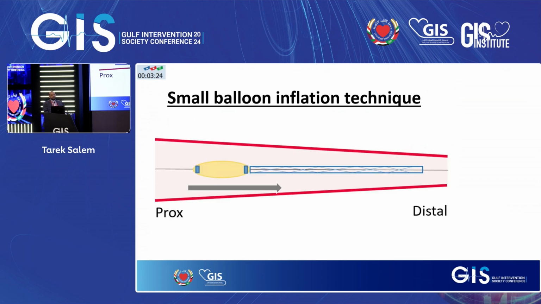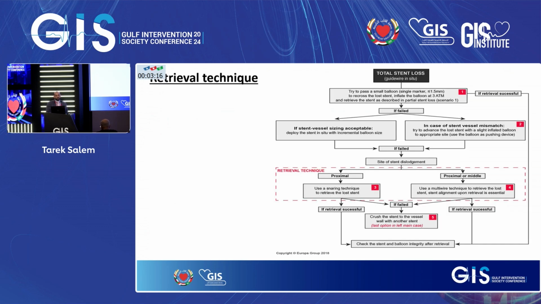Then the small balloon inflation technique: you put a balloon into the stent and you inflate it a little bit, and hopefully that will get the balloon stuck, and you just pull it back.